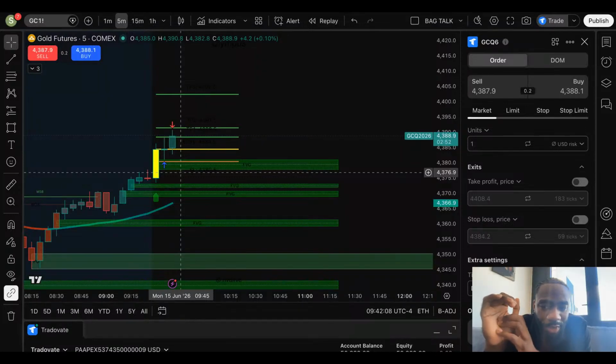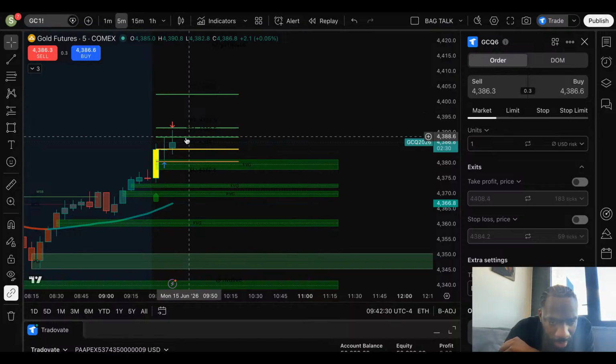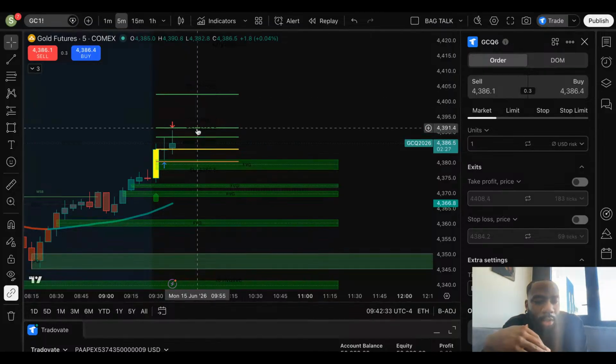If you're on a performance account already, remember that you have consistency rules. So you can make a lot of money to create a buffer. That way, obviously, when you take your money out, you still have room to trade with off the account that you have. But yeah, price actually got close to TP2.